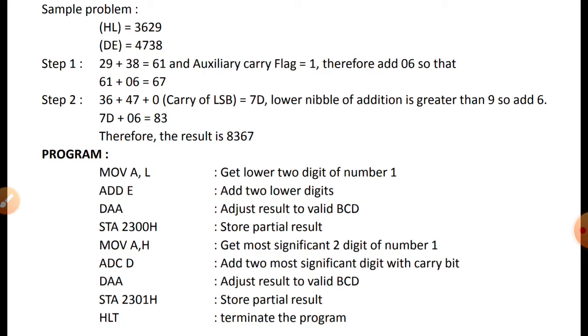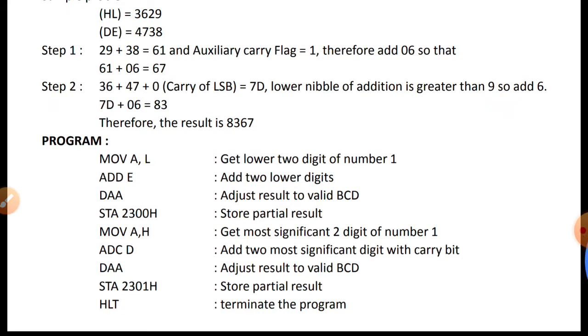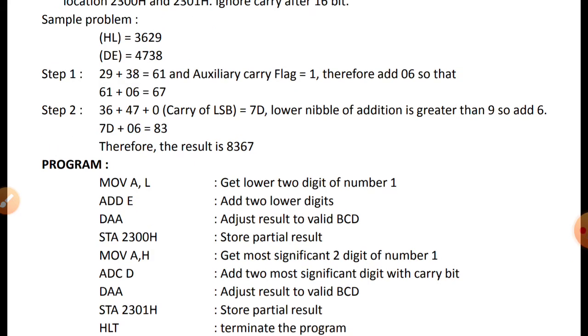So, now we are adding the most significant digits of the H and D registers. H is having 36 and D is having 47, and we have added 36 with 47 plus 0. Here, in step number 1 I added 29 with 38, the result was 61, and then it was added with 06, so the result is 67 and no carry is generated. So, considering that the LSB has not generated any carry, we are adding the content of the H register, which is 36, the content of the D register, which is 47, and since the LSB has not generated a carry, it will add 0. So, the result we get will be 70.